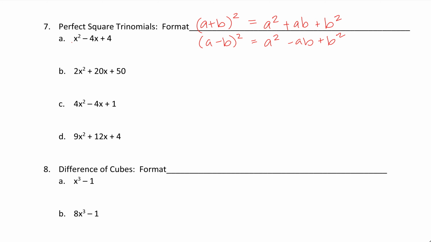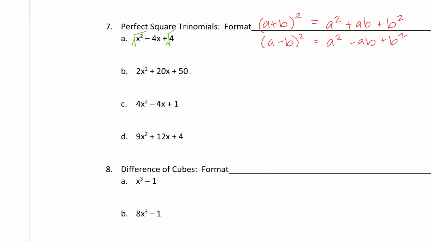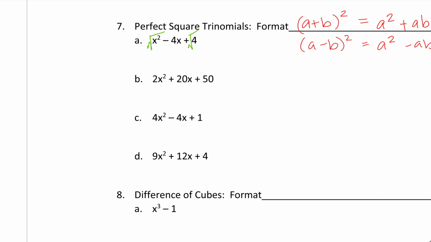Okay, so looking at question 1, my first term is x squared and I have a 4. Can I take the square root of those two things? In this case, I can. The square root of x squared is x. The square root of 4 is 2. However, which sign do I use? It's all dependent on the sign in the middle. That sign tells me what my parentheses are going to look like. So I know I'm going to have an x minus 2, and to finish it off, because it is a perfect square trinomial, it will have a square on the outside.